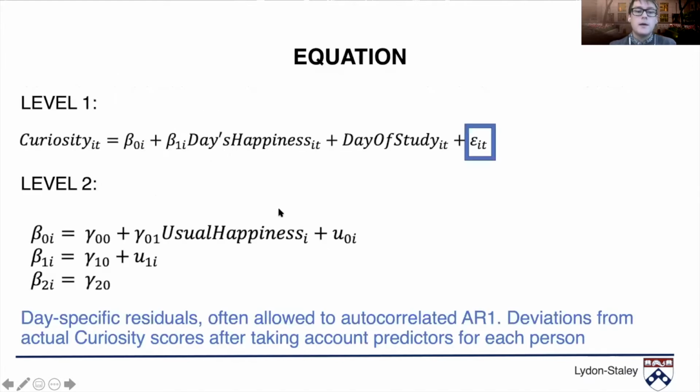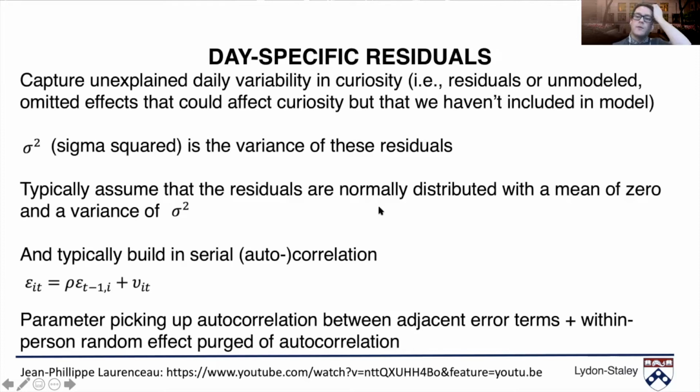We typically assume that these residuals are normally distributed with a mean of 0 and a variance of sigma squared. We don't have to make that assumption, and in future data labs, we might see what happens when we relax that assumption, but that's not super common to do. So we'll just focus on this case for now. As I said earlier, we typically build in serial autocorrelation. So we have the residuals being modeled by a parameter that picks up the autocorrelation between adjacent error terms. If I know something about my day 1 residual, I know something about my day 2 residual, is what that's saying. Plus a within-person random effect purged of autocorrelation.